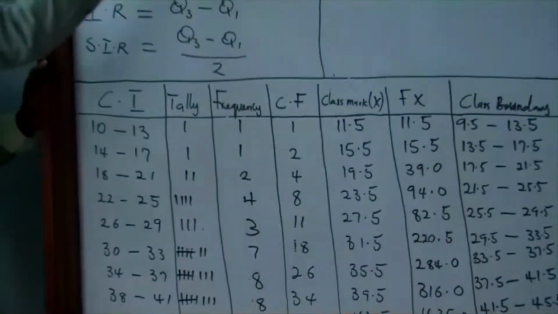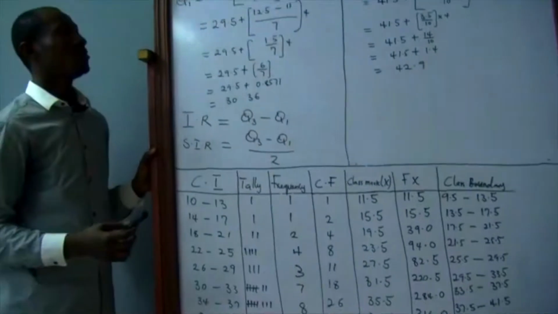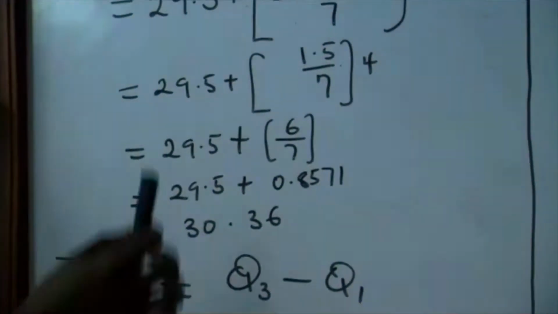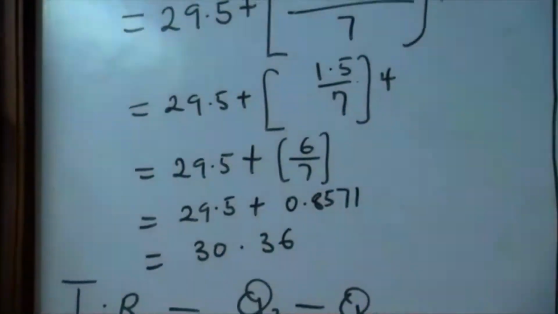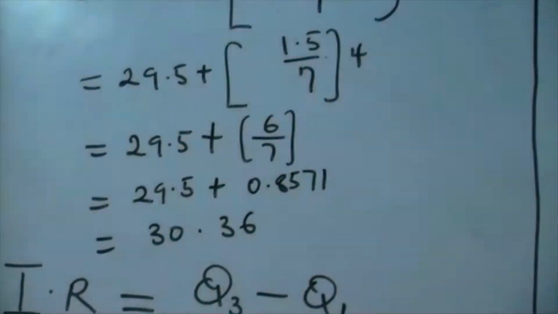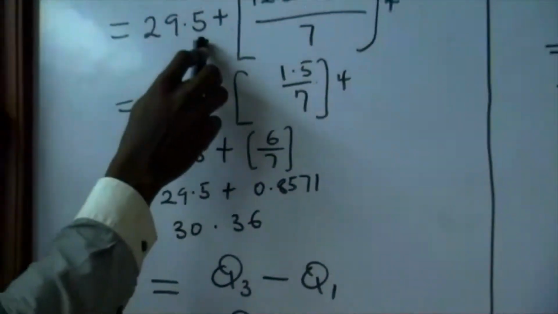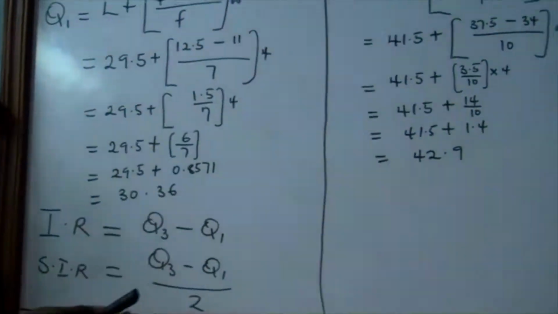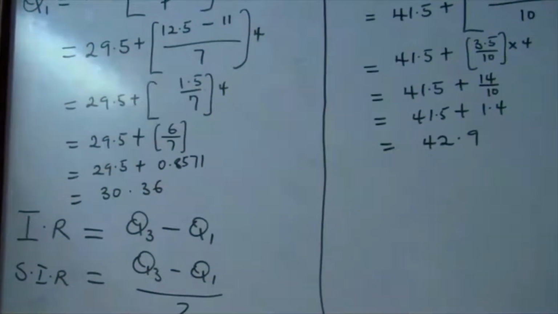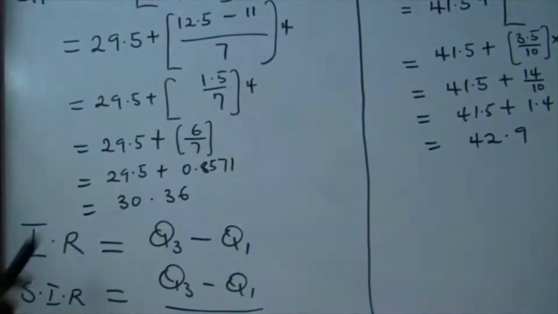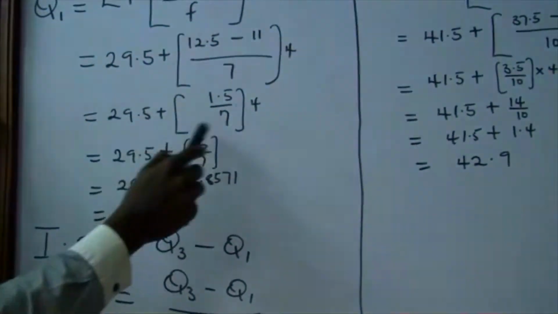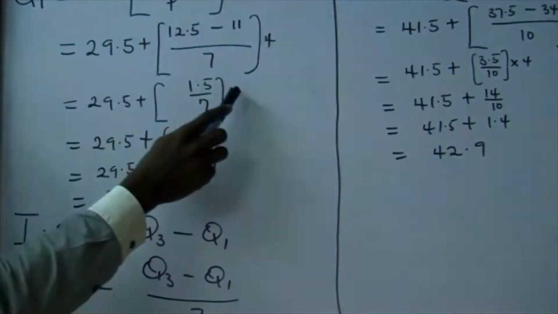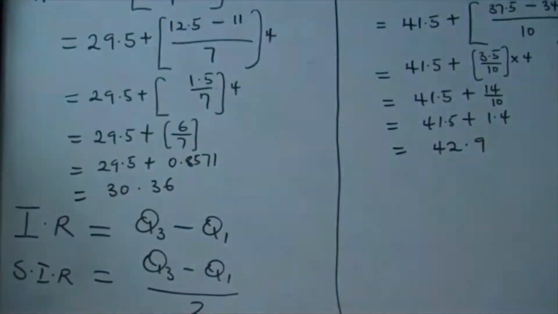Then the rest, just simplify the expression. The moment we have substituted, the next thing to do is just to simplify our substitution and get an answer. So 29.5 plus, in the bracket, 12.5 minus 11 gives me 1.5. Then I repeated my 7, close the bracket, times 4. 4 times 1.5 is 6.